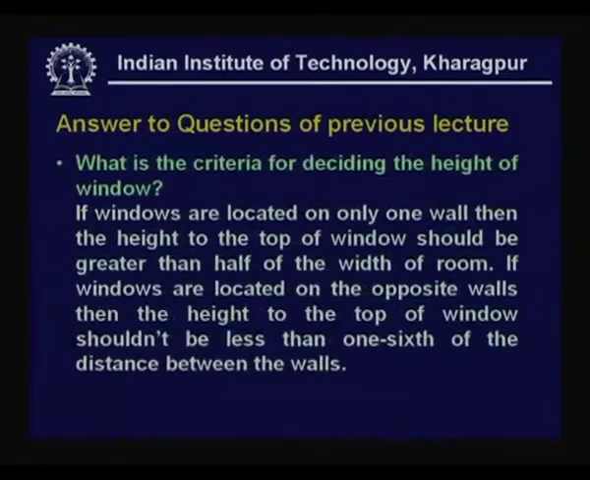such defects. What is the criteria for deciding the height of a window? Now, windows are necessary to enable the natural light to percolate, and that is how we are able to decide whether to have artificial lighting. So, windows, if they are located on only one wall, the height to the top of the window should be greater than half the width of the room. On the other hand, if they are located on both the walls, then the height to the top should not be less than 1/6 of the distance between the walls. The idea is that average illuminance level to the interior depth of the room is maintained.